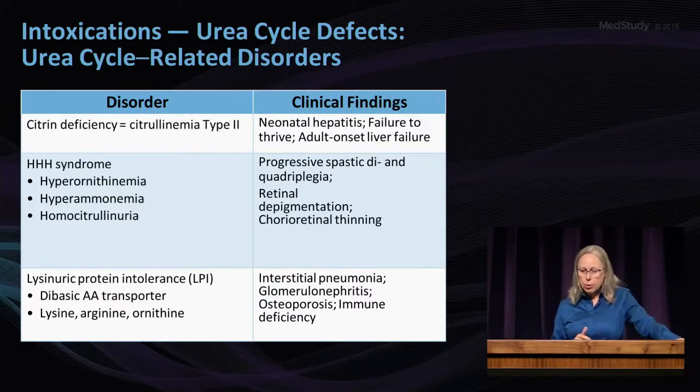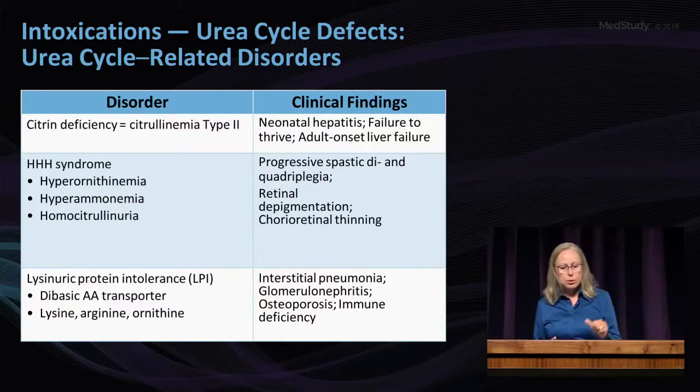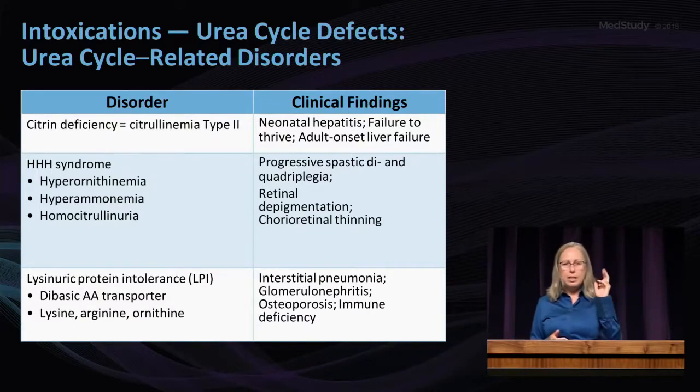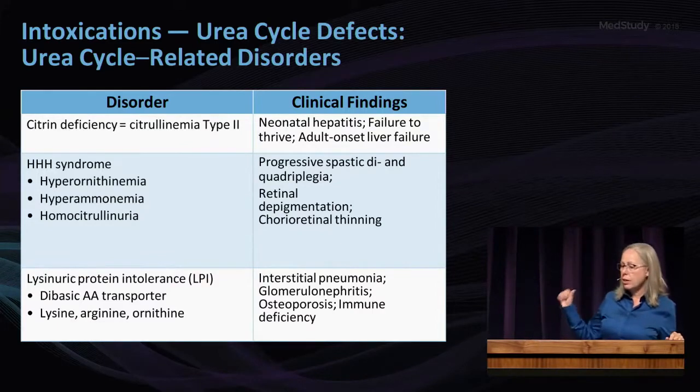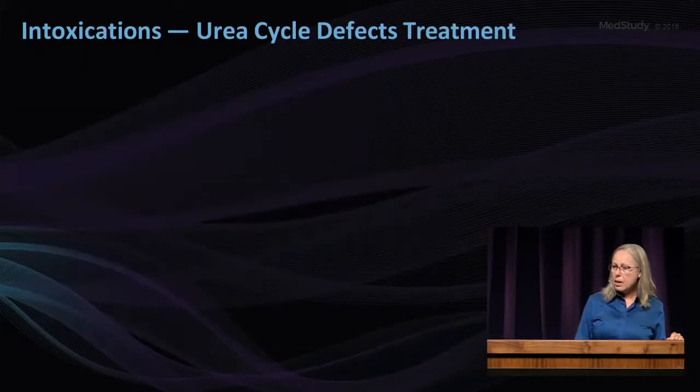And then lysinuric protein intolerance is due to a problem in your dibasic amino acid transporter, so you get an elevation of lysine. What's a problem of lysine, arginine, and ornithine? So if you have a problem with ornithine getting into your urea cycle, it begins to slow down as well. But these people also have interstitial pneumonia, glomerulonephritis, osteoporosis. All right.